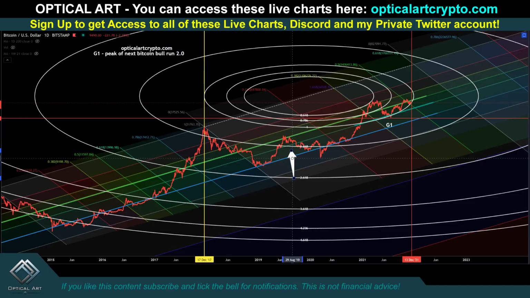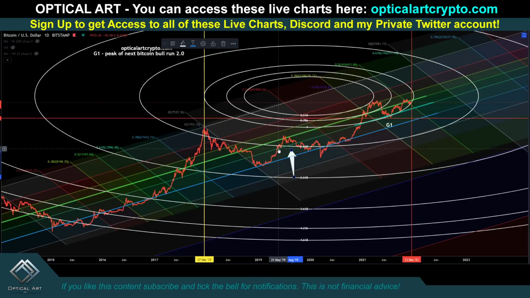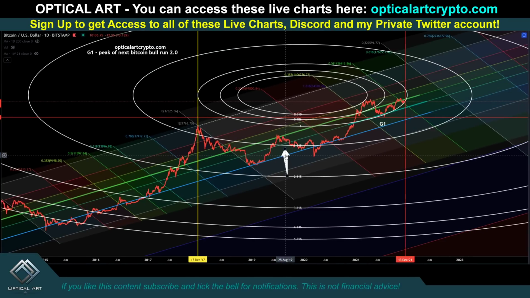And the reason I have this marked off, I'm going to show you the published version of this chart. I took some stuff off. If you look at this, this is the published version. This is published on December 14, 2020. There's a lot on this chart. I just want to show you that right here, you can see price got a slight rejection right here.